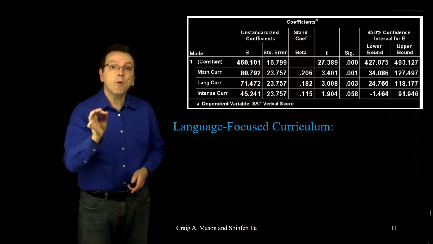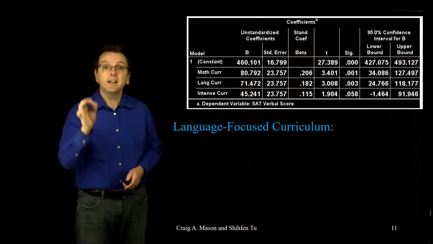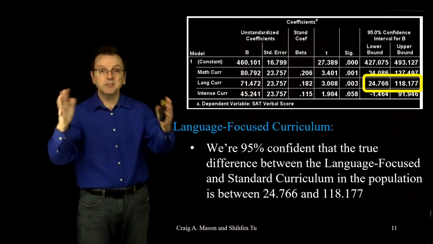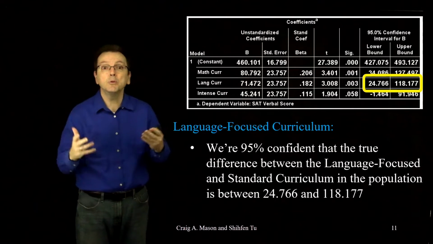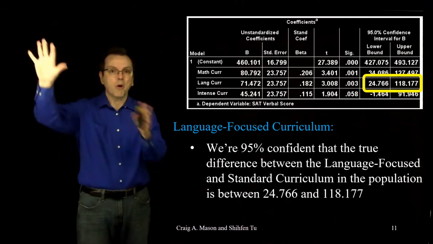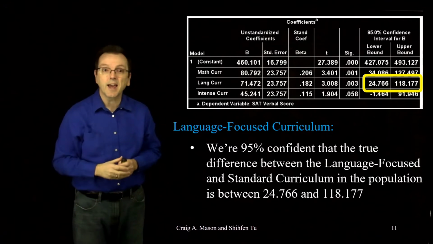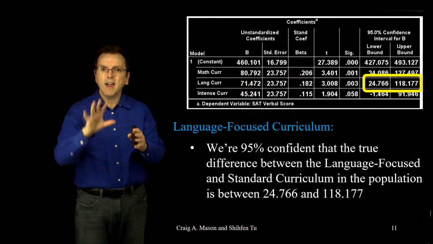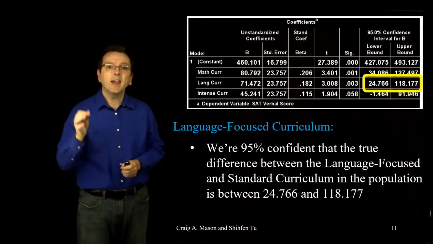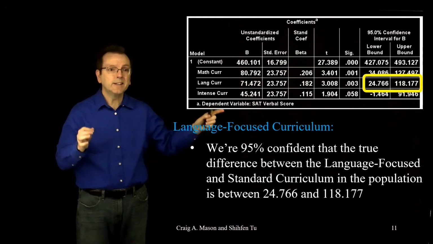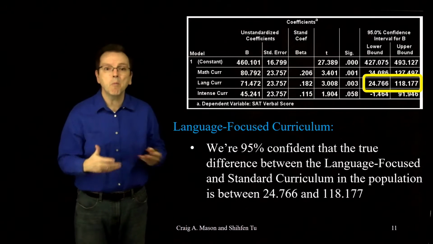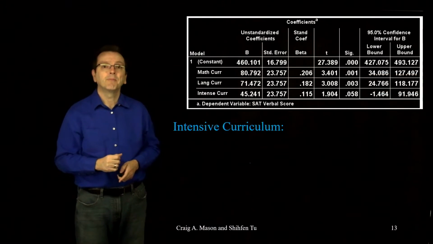And while our specific point estimate of the size of that difference is 71.472, we're 95% confident that the true difference between the language-focused curriculum and the standard curriculum across the entire population of students getting these curricula, we're convinced that the true difference is somewhere between 24.766 and 118.177. We're 95% confident it's somewhere in that range, right?